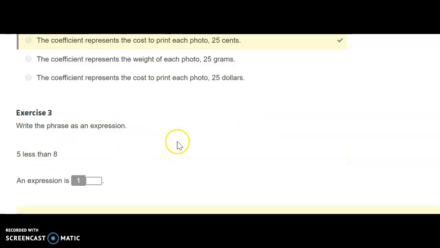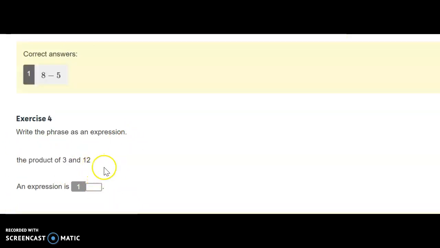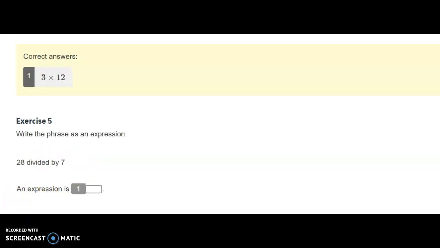Write this phrase as an expression. 5 less than 8. So we're going to write down our 8 and we're going to take away 5 from it. So it's going to be 8 minus 5. Write this phrase as an expression. The product of 3 and 12. Well, we know that product is a multiplication answer. So 3 times 12 is our expression. Can it get any easier?